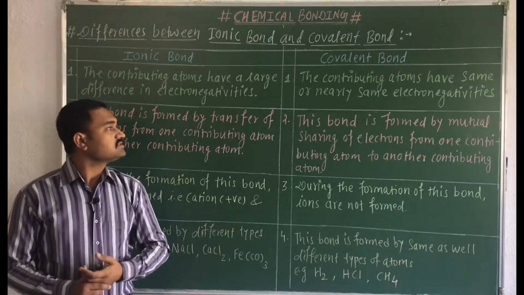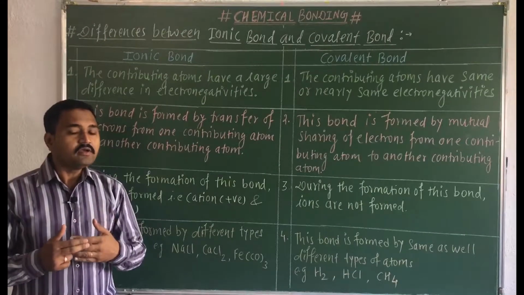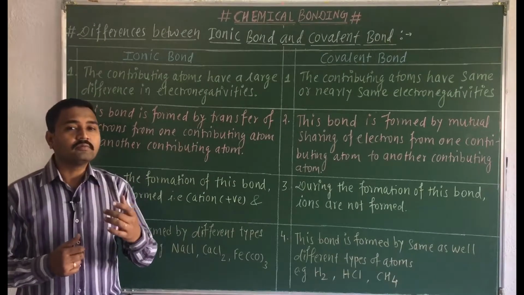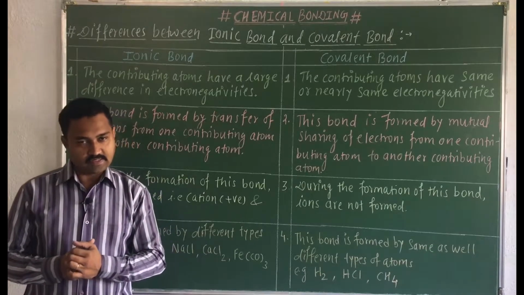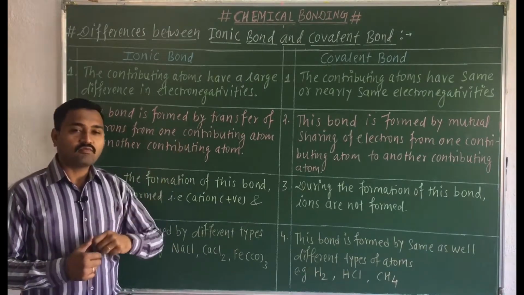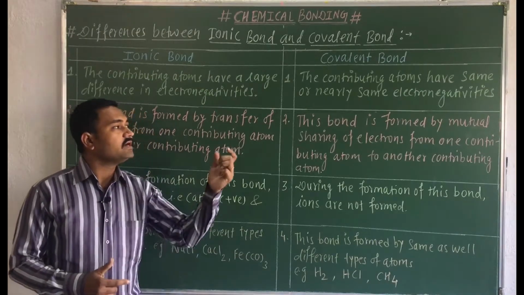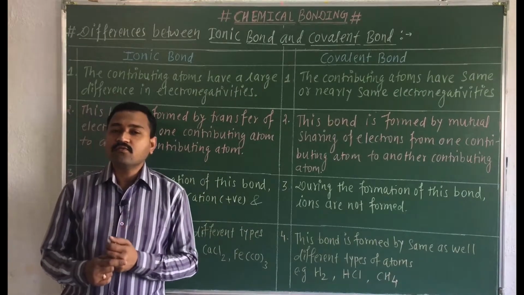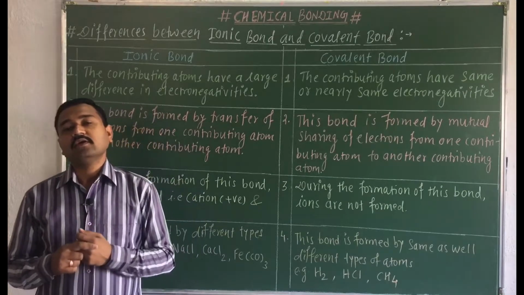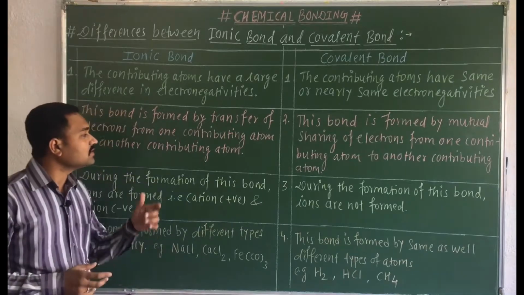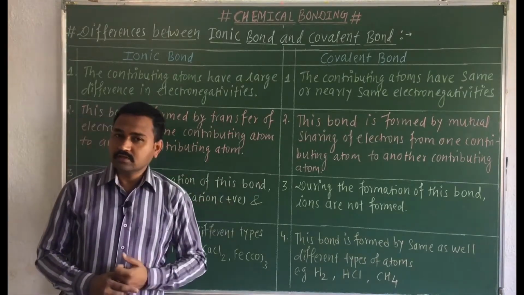Then the next difference that we have to consider: the ionic bond is generally formed by the transfer of electrons between the contributing atoms. Then and only then will ionic bond formation take place. Now what about the covalent bond formation? We know that this bond is generally formed by the sharing of electrons between the contributing atoms. So that was the second point that I have written here.